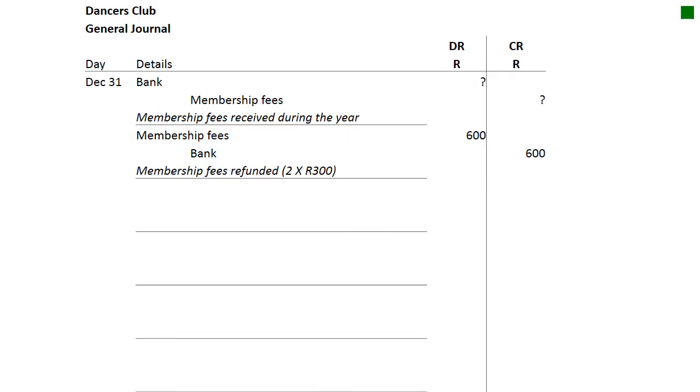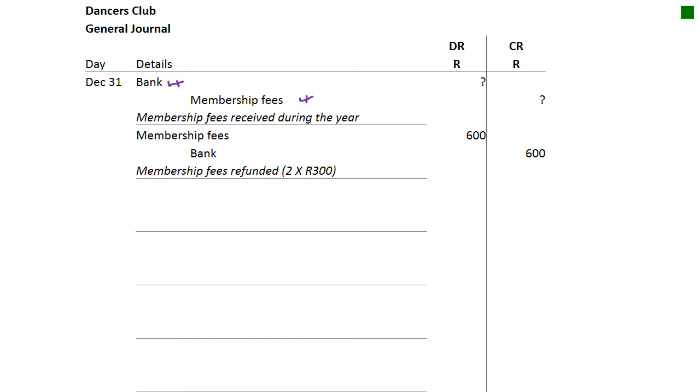These journal entries were not required in the question, but I'm giving them to you for completeness' sake. So our first journal entry normally is to record the membership fees received during the year. We credit membership fee income and we debit the bank account because that increases. But you'll see I've put question marks because we don't know those amounts and we'll come back to them.